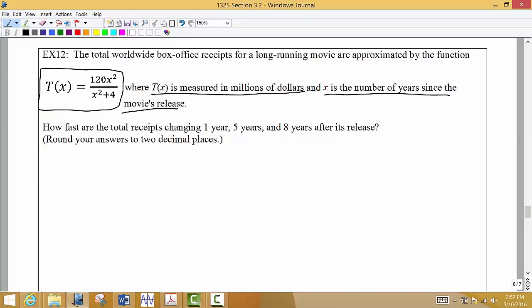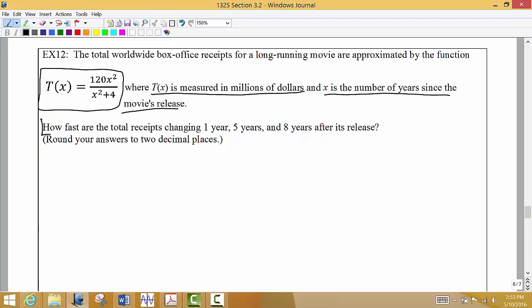We want to know how fast the total receipts are changing after 1 year, 5 years, and 8 years after its release. We would anticipate that immediately after the release, the rate of change would be the greatest, that you would be making the most money per year, maybe during the first year of release. Then after that, sales might start to taper off, and you wouldn't be making as much. Your rate of change would not be increasing by as much as the years go by. So let's see if our suspicions are confirmed.